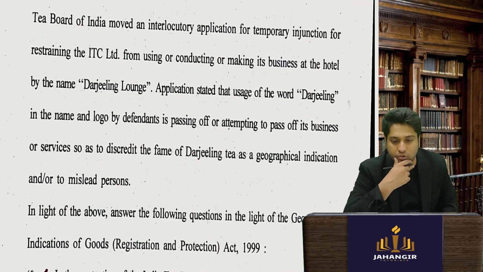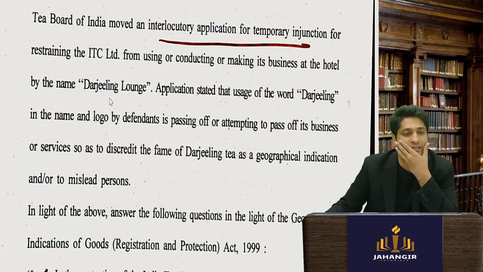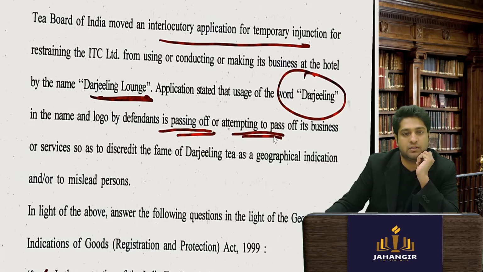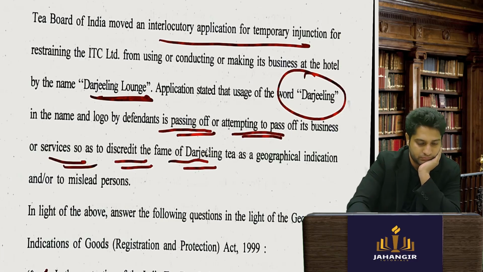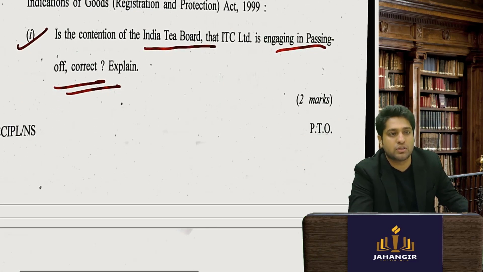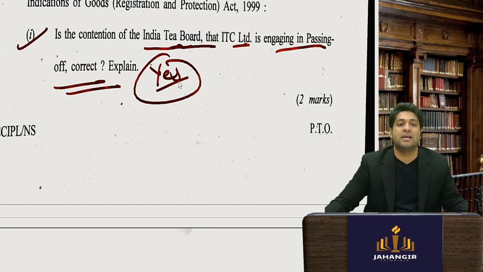Then they have moved an interlocutory application also, saying temporarily please stop selling the goods and using this name, the word Darjeeling. And they filed a case of passing off, or attempting to pass off the goods, to discredit the fame and mislead people, because when they use the word Darjeeling it will amount to that. So is the contention of ITB that ITC is injuring correct? Answer is yes. They can file a case.